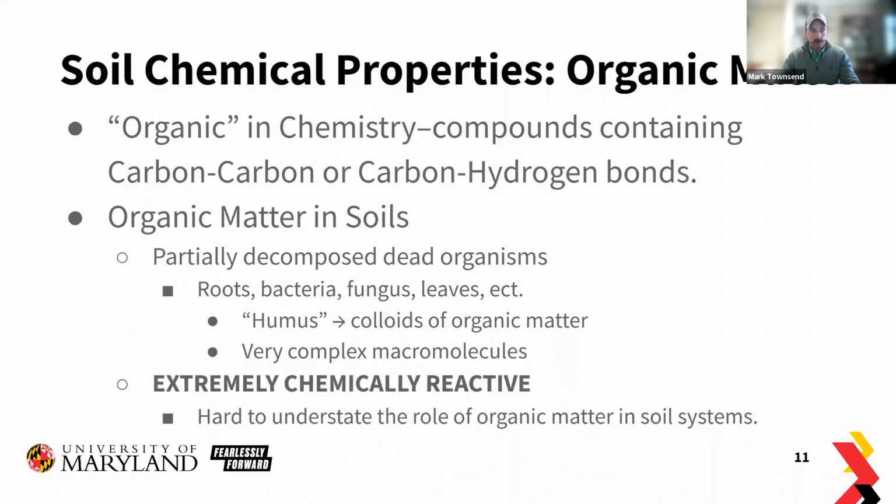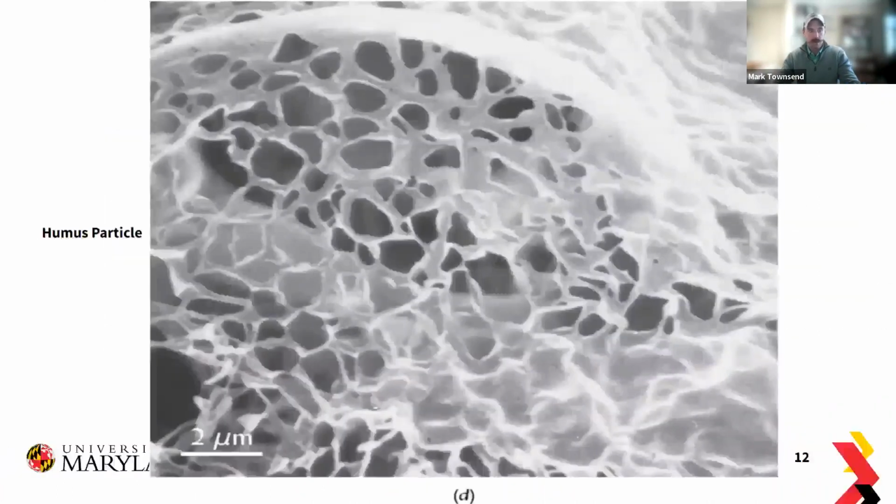Also, under a microscope, this is what organic matter looks like. Look how complicated it is in terms of how it's all bound and strung together. And it's just incredible to see it up close. This is that humus particle, the stable fraction of the organic matter.